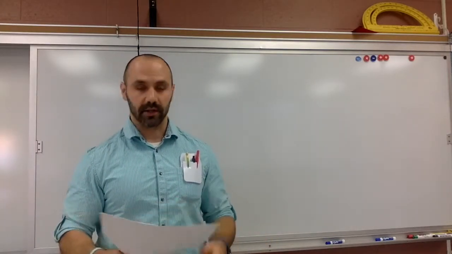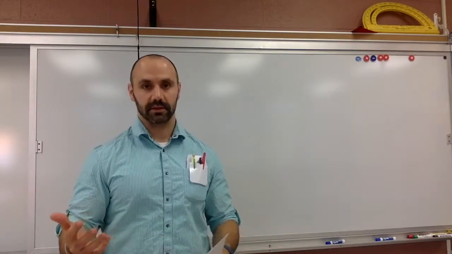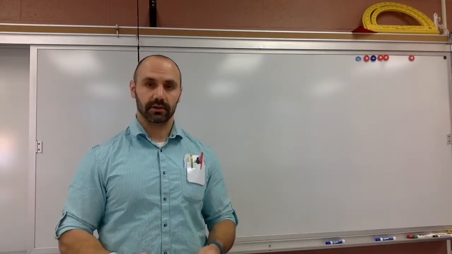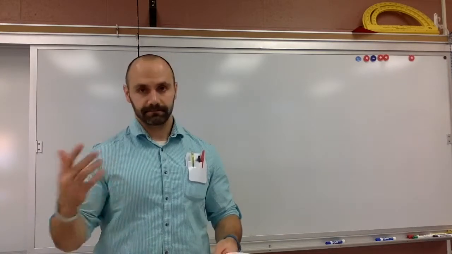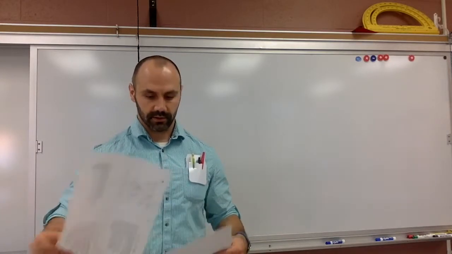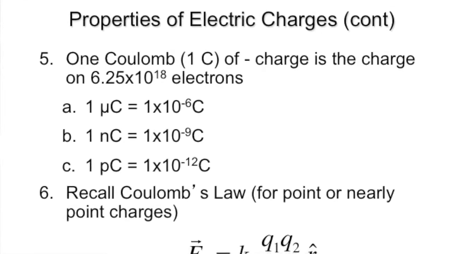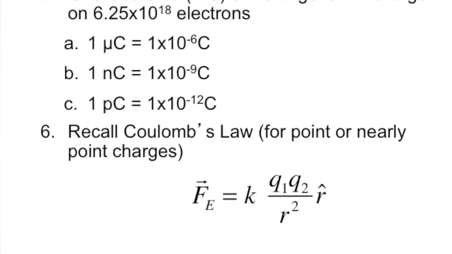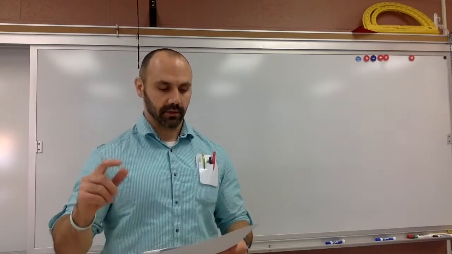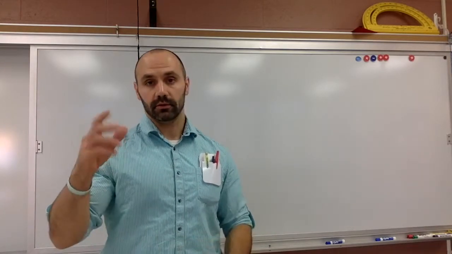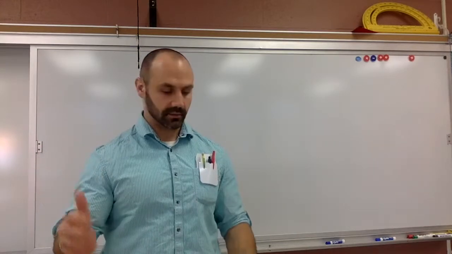And electric charge is quantized, right? 1.6 times 10 to the negative 19th coulombs. That's the charge on a proton. We deal in quantities, multiples of that. Right? And so then 1 coulomb of charge is the charge on 6.25 times 10 to the 18th electrons, right? Micro, nano, pico, those are all the different Greek prefixes, right? 10 to the negative 6, 10 to the negative 9, 10 to the negative 12.